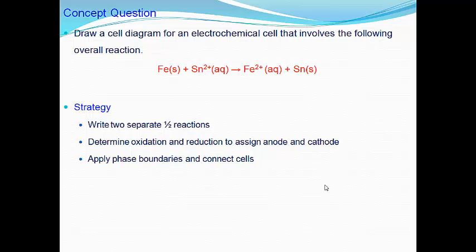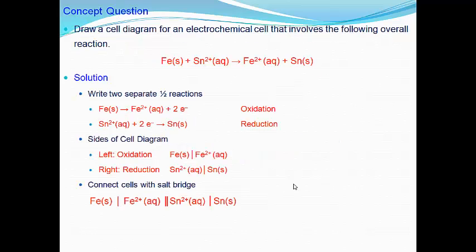Now what does the strategy involve? Again, we always utilize strategies. Firstly, we need to write out separate half reactions. Remember that half reactions represent either oxidation or reduction. Then from there we determine if we have oxidation and reduction, and from that we assign oxidation to anode and reduction to cathode, and then apply the phase boundaries and connect the cells using the salt bridge.